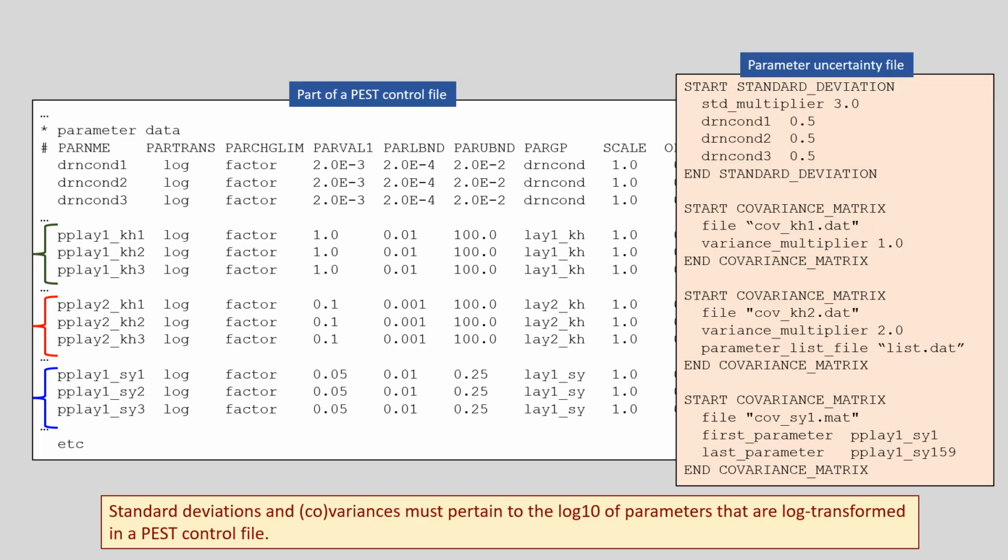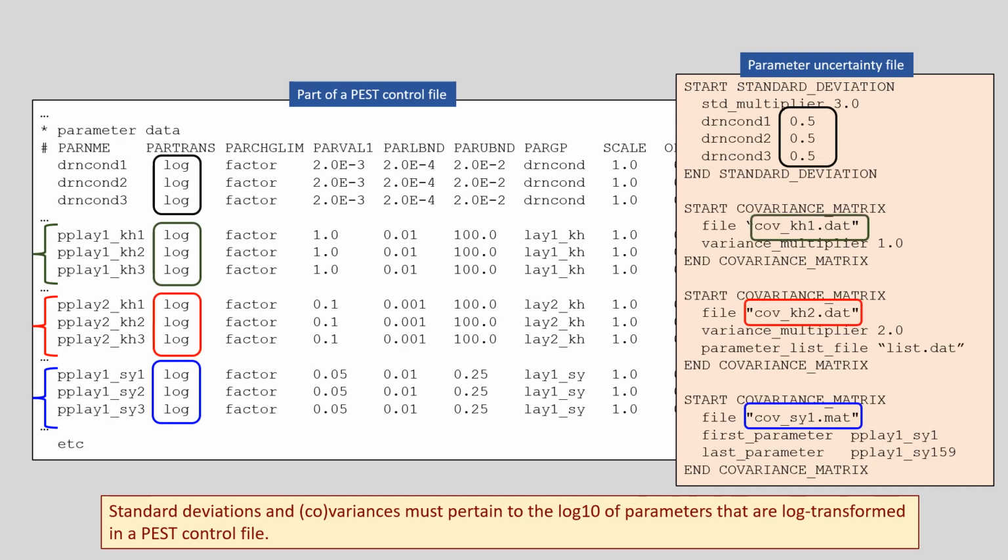The first one is that if a parameter is log transformed in a PEST control file, for example in this PEST control file they're all log transformed, then uncertainties that are provided in the parameter uncertainty file must pertain to the logs of those parameters. So this standard deviation of 0.5 must pertain to the log of each one of these parameters.